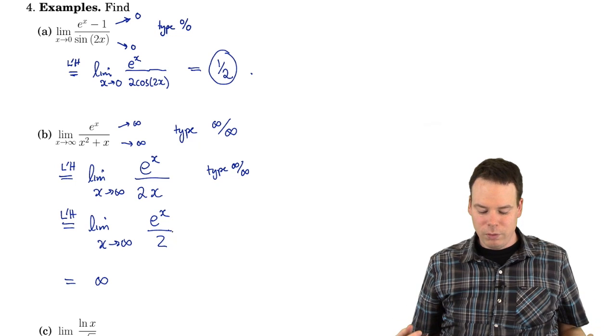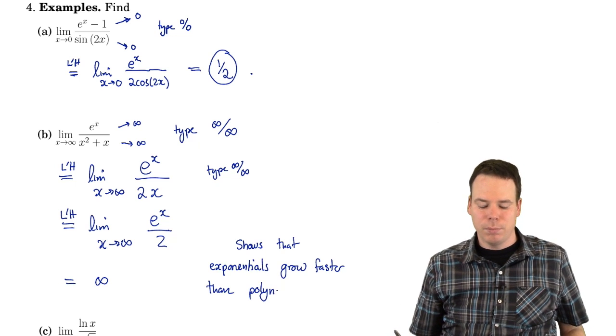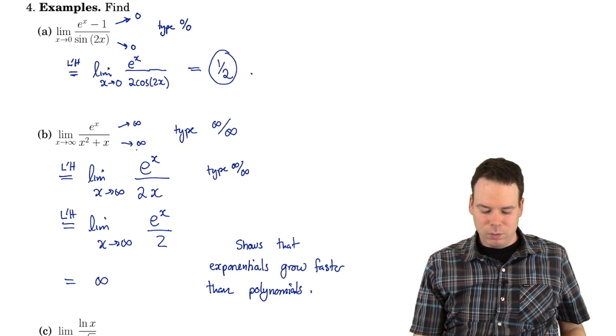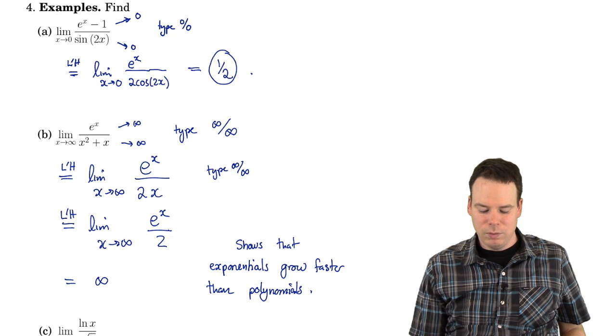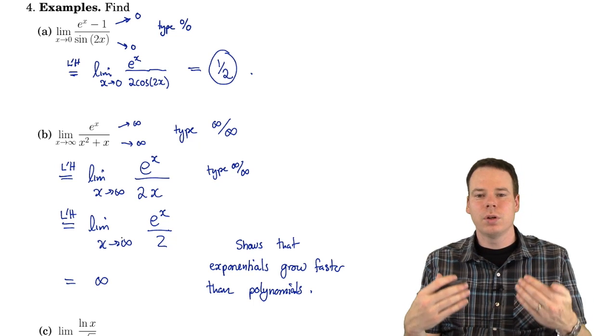Now, okay, so what have we actually shown here? We've actually shown that exponential functions grow faster than polynomials. So we looked at this ratio, e to the x over x squared plus x. What happens as x goes to infinity? The ratio goes to infinity. That means the exponential function is heading to infinity faster than the polynomial. So exponentials grow faster than polynomials. That's what we've actually shown here. We used L'Hopital's rule to show that.